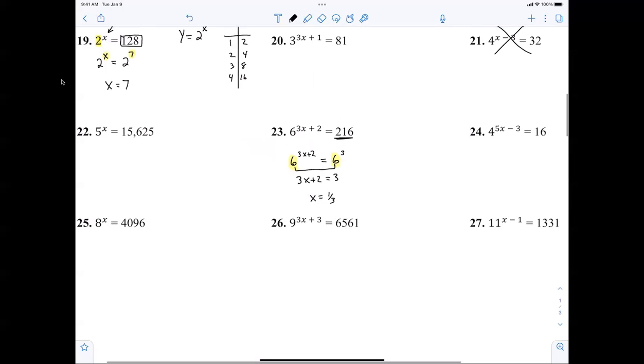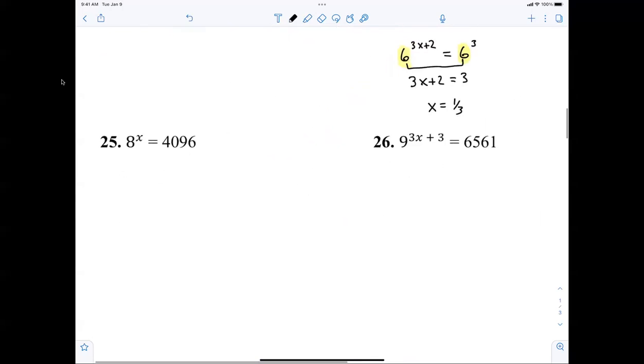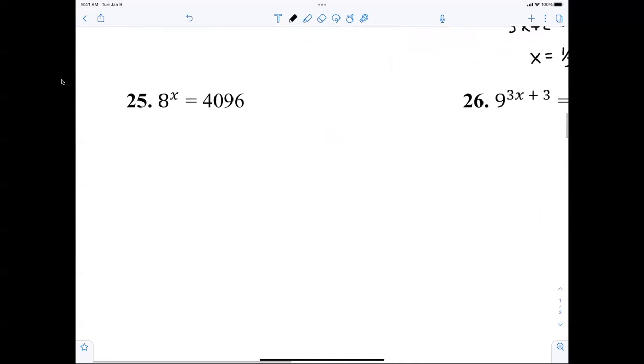Now let's see if we're getting smarter. Number 25. I need someone to tell me, 8 to what power is 4096? 8 to the 4th. So now I'm going to write 8 to the x equals 8 to the 4th. So what's my answer?